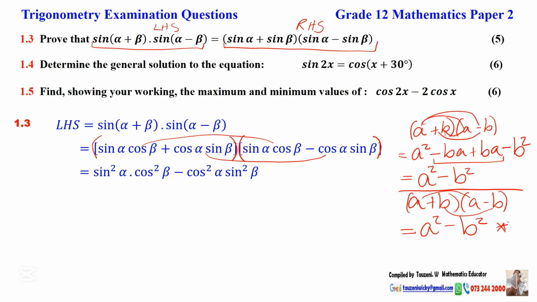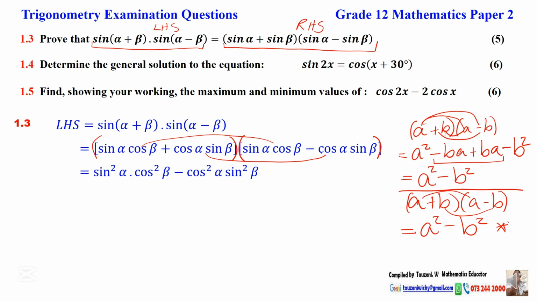Sine A cos B multiplied by sine A cos B. We got sine squared A cos squared B, since sine A cos B times sine A cos B. The same applies to the next one. We get this expression. That is what we have. Then from there, we can carry on to simplify this expression.